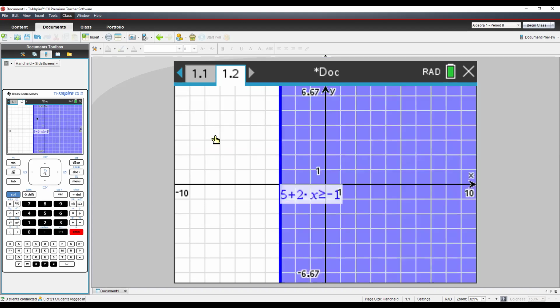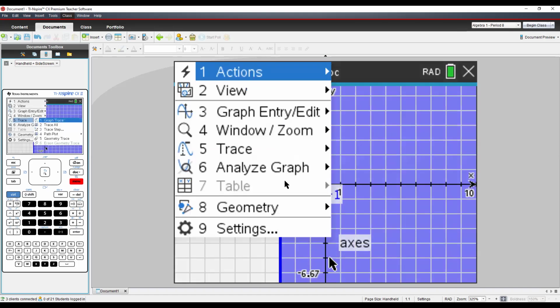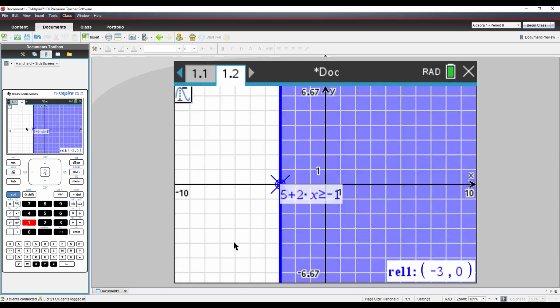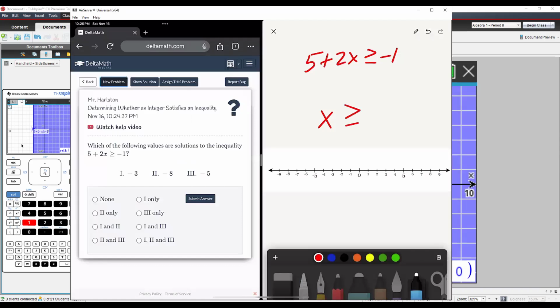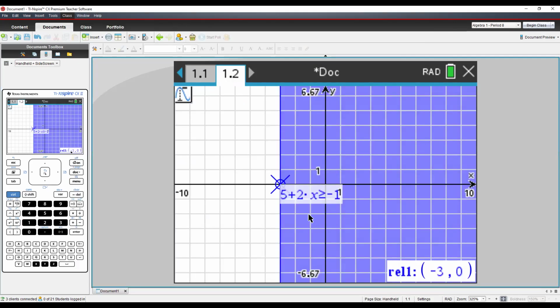Here's my boundary. I need to do menu 51. All right, so here is my boundary. So this is going to be the same as x has to be greater than or equal to -3. Let me go back and show you how I got that. I know the boundary starts at -3. All the solutions are over here in the shaded part. These are all solutions. So anything that's greater than or equal to -3 is a solution.